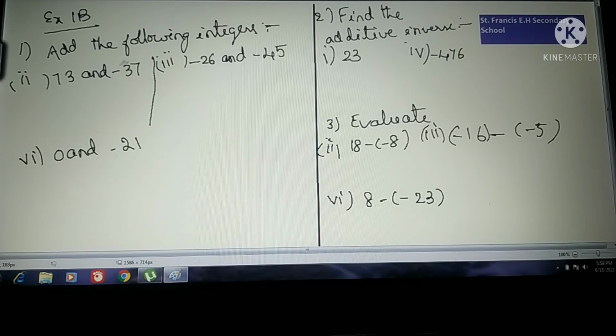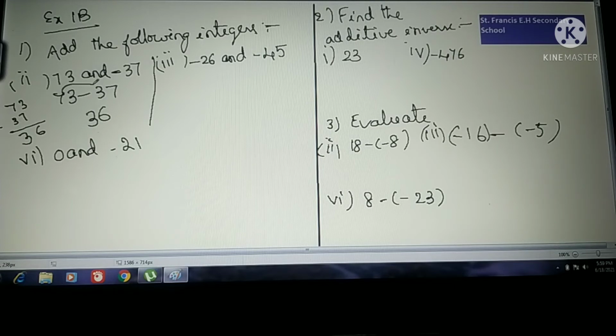So just general addition only. Here minus is there, so subtract that one. 73 minus 37, how much do you get here? 13 minus 7, 6. 6 minus 3, 3. If you want, write it down like this and do the calculation. You get here 36.